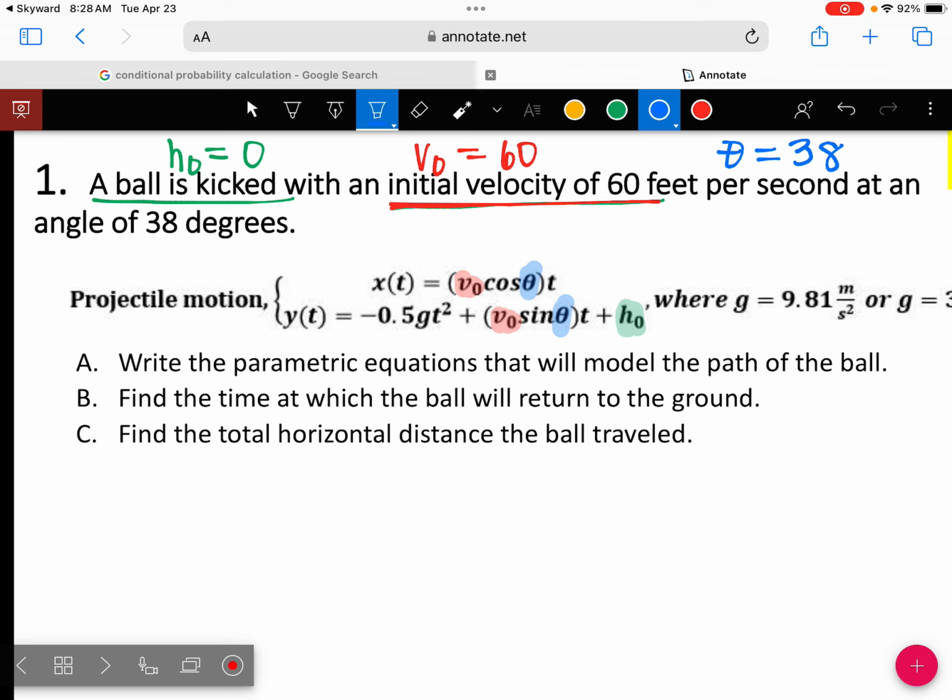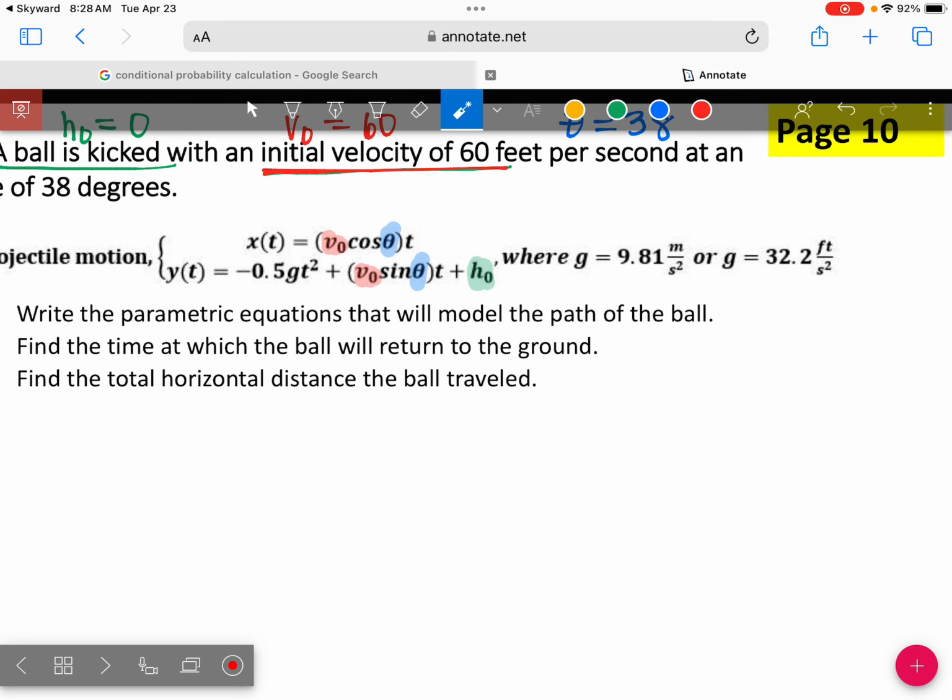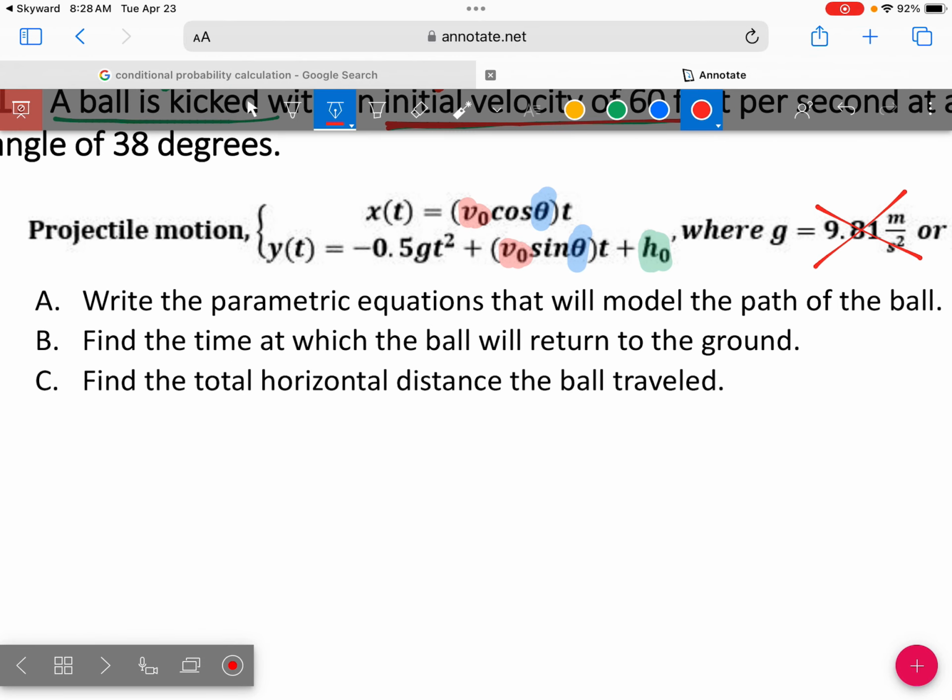And lastly, do you notice how it says the velocity is in feet per second? Because it's in feet per second, this is the gravity that I'm going to use. I'm using this 32.2. I'm not going to use this 9.81 in this question. I'm only using 32.2. All right, so now that we have that, let's go ahead and do part A.